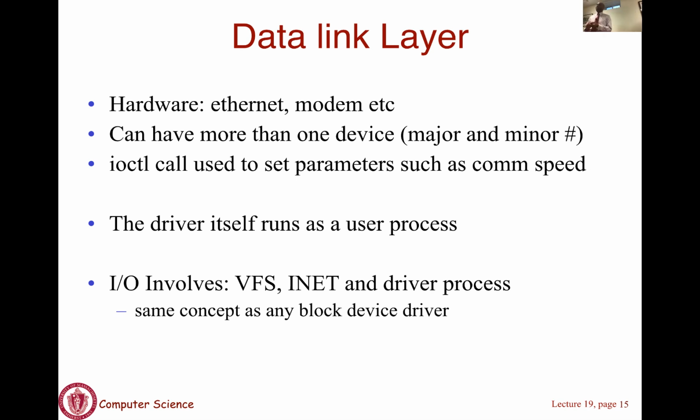And the way this is handled is you basically use the device major number and minor number. The major number specifies the class of the device, which in this case are data link layer devices. The minor number identifies which specific card it is, if you have more than one card on your machine. Okay. And the data link layer is going to use the IO control or the ioctl calls when you initialize the card to set various parameters such as communication speed and so on.